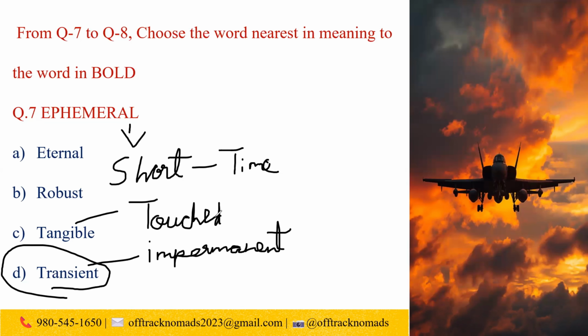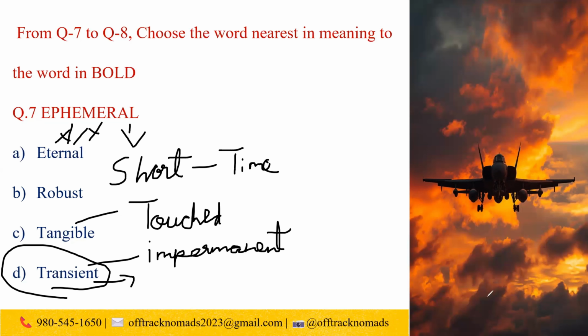So this is how you have to learn from the option part. What is robust then? Robust means strong, vigorous. Next is eternal. What is eternal? Lasting forever. So eternal is going to be its antonym. Eternal means something which lasts long, like the eternal soul. Transient means something which lasts very short, impermanent. So keep this in mind.